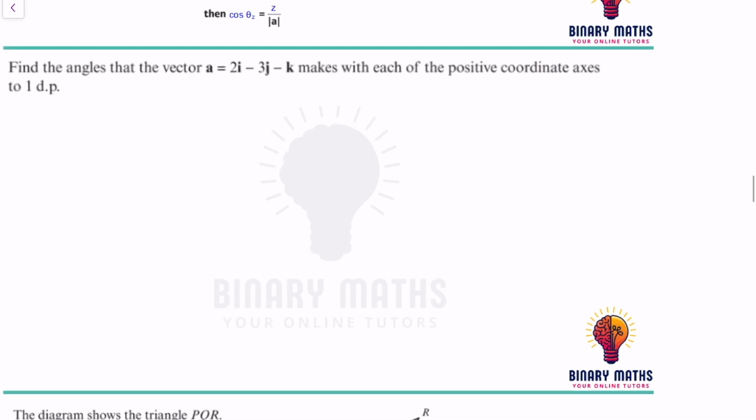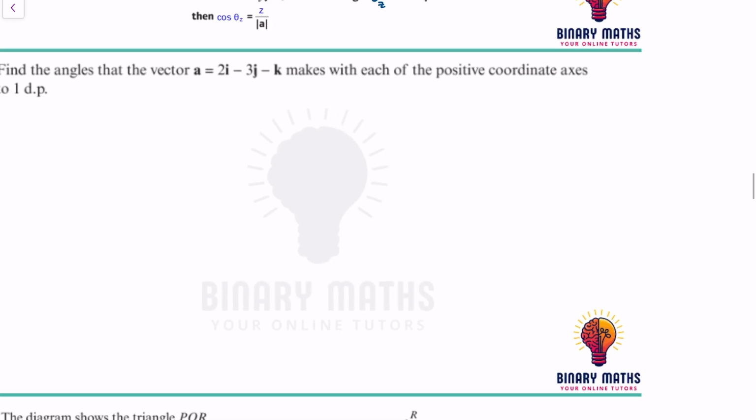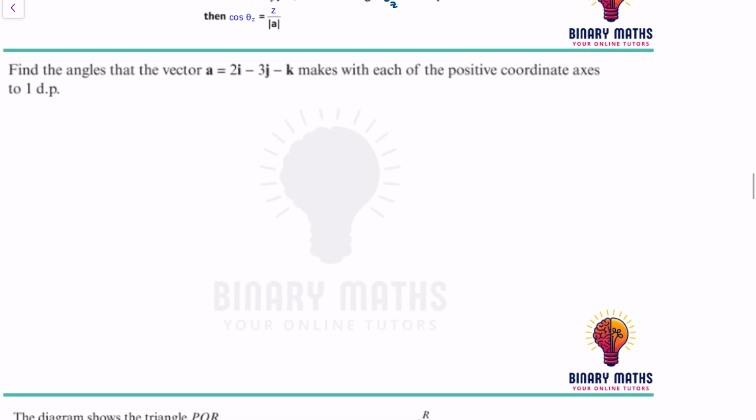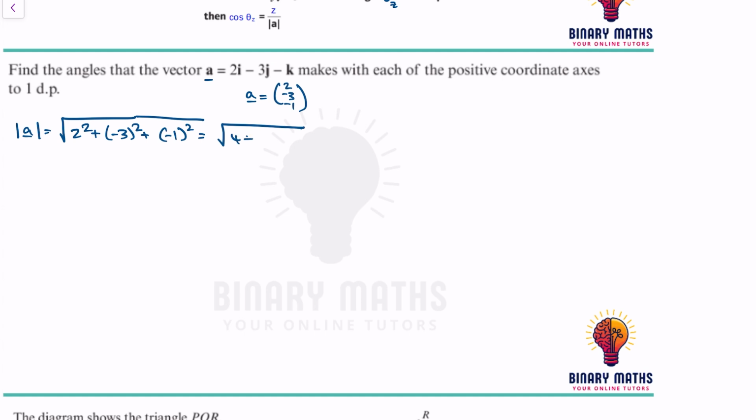Okay, so let's look at an example. Find the angles that the vector A, which is equal to 2, minus 3, minus 1, makes with each of the positive coordinate axes. So the first thing we need to do is find the magnitude of A. So it's going to be the square root of 2 squared plus minus 3 squared plus minus 1 squared, which is the square root of 4 plus 9 plus 1, which is equal to the square root of 14.